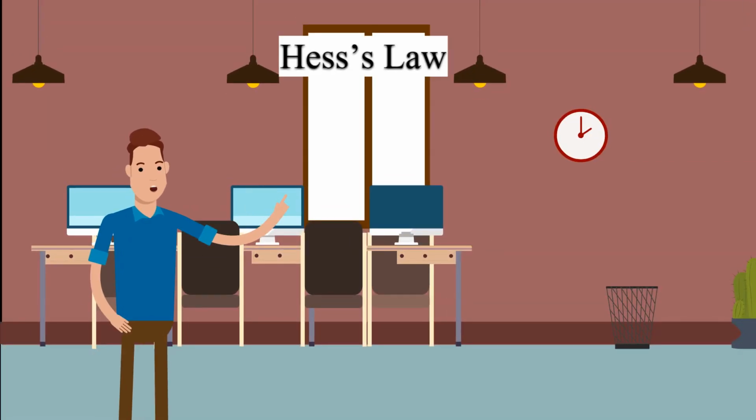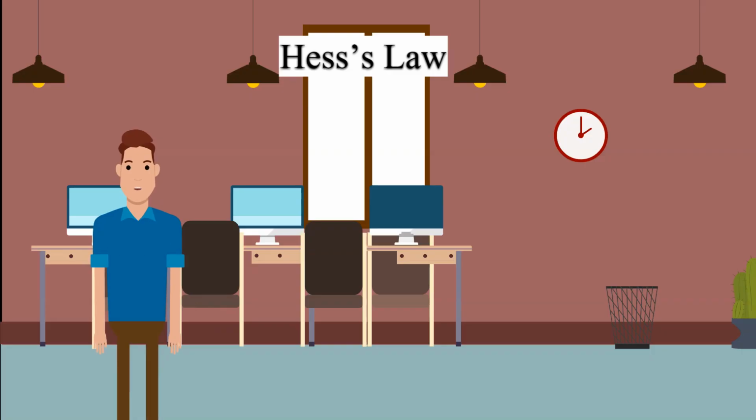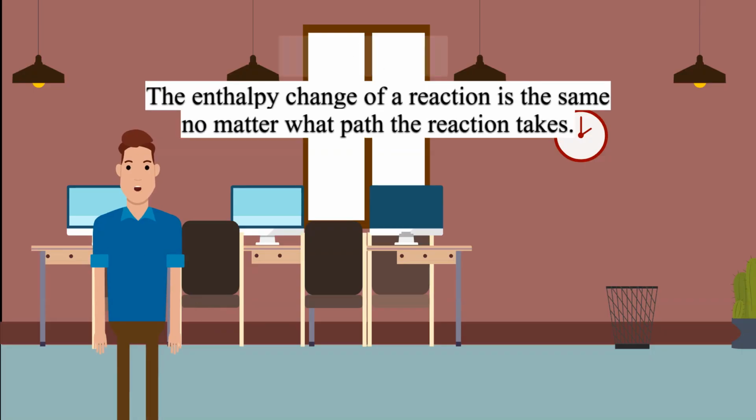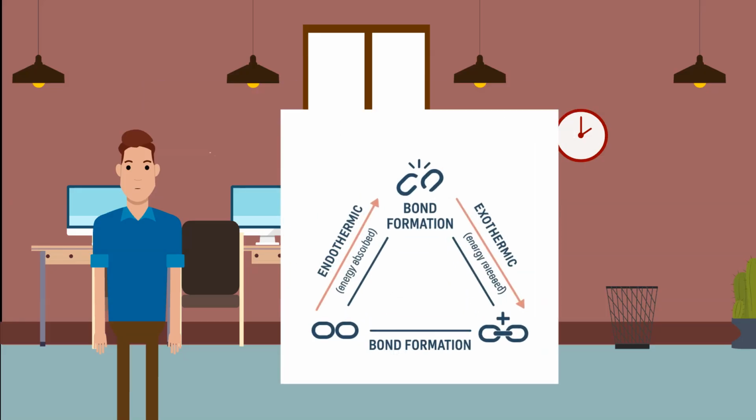Sometimes we cannot measure delta H directly. So we use Hess's law. This states the following. The enthalpy change of a reaction is the same no matter what path the reaction takes. This means we can add, subtract, or flip reactions with known delta H values to find the one we need. Think of it like this: they are different roads, but the same total energy change.